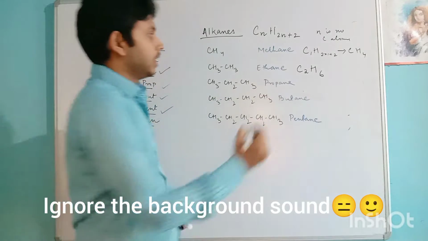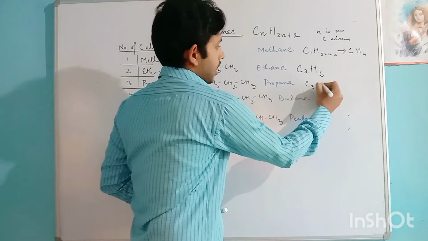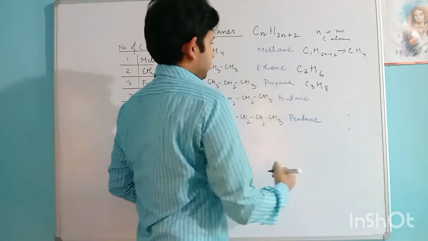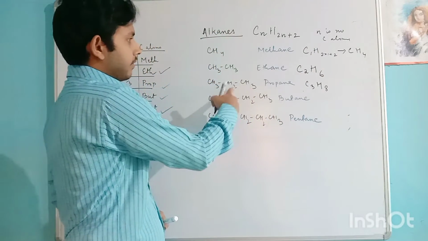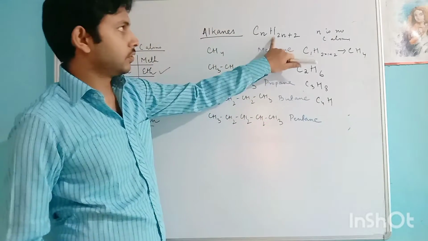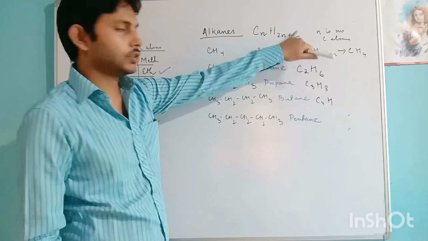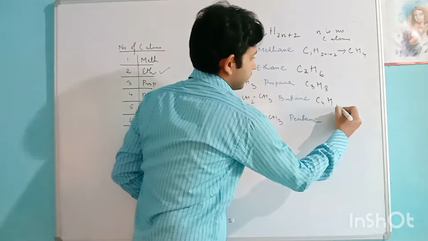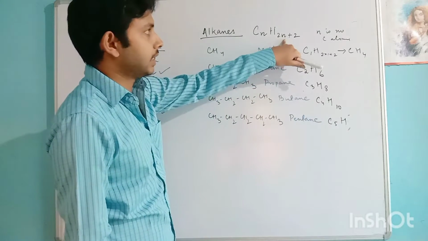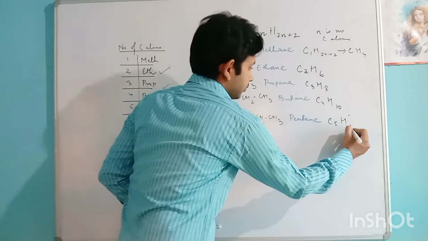Likewise for propane it will be C3H(2 times 3 is 6, plus 2), 8. Then C4H(2 times 4 is 8, plus 2), 10. And C5H(2 times 5 is 10, plus 2), 12.